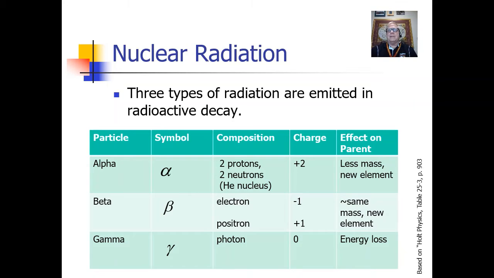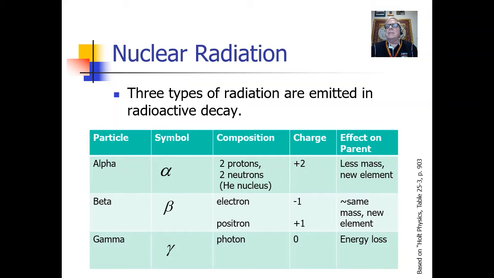Alpha radiation, the symbol is the Greek letter alpha, is essentially a helium nucleus. It has a +2 charge because it has 2 protons. So if you have a nucleus that is giving up an alpha particle and decaying into something else, the new particle will have a mass number that has gone down by 4 because it gave up 2 protons and 2 neutrons.